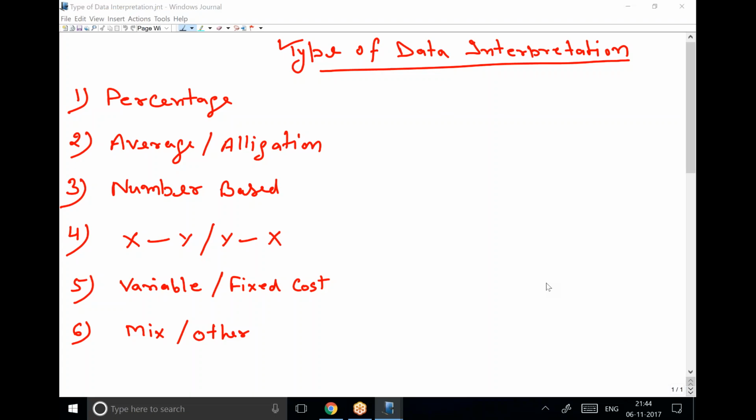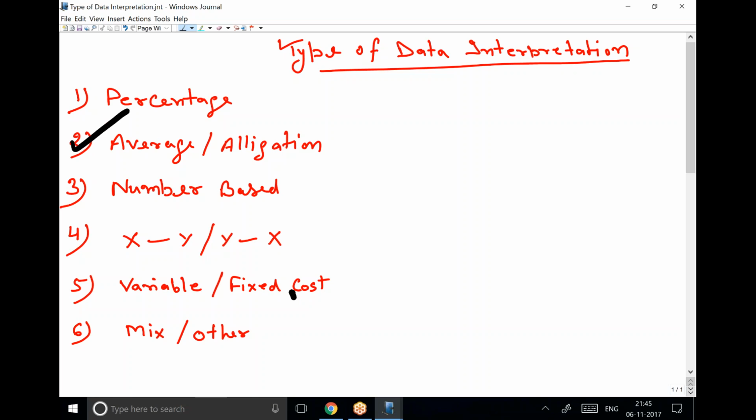Hello everyone. So today we will discuss questions based upon data interpretation. I have classified data interpretation in six categories. We'll be having six types of questions of data interpretation. Questions based upon percentage, and you would have seen a lot of questions have come only based upon percentage from the data interpretation part. And then we'll be having questions based upon average and alligation.